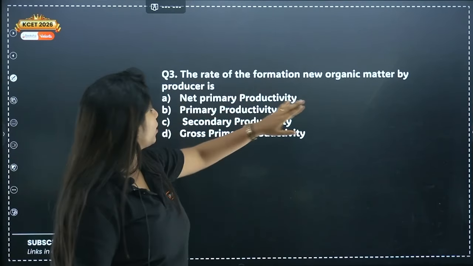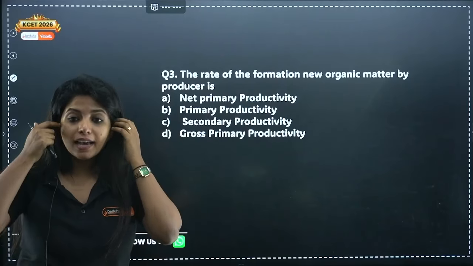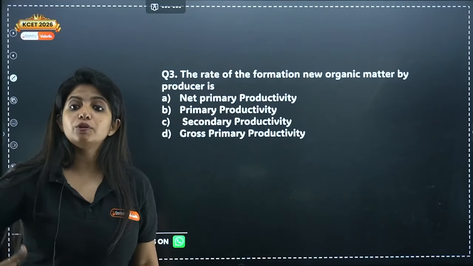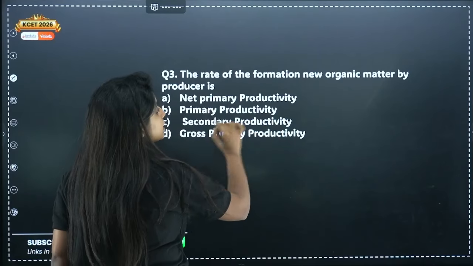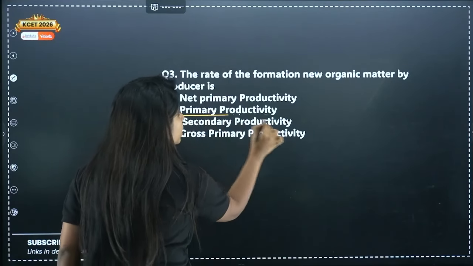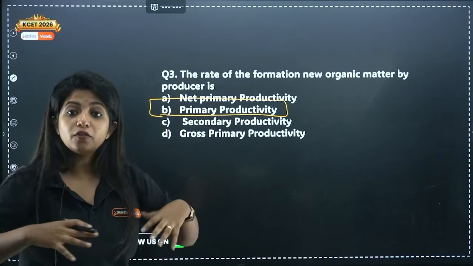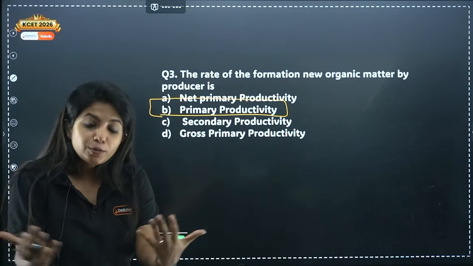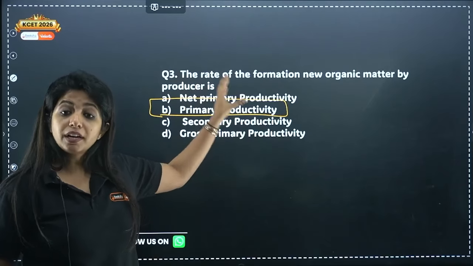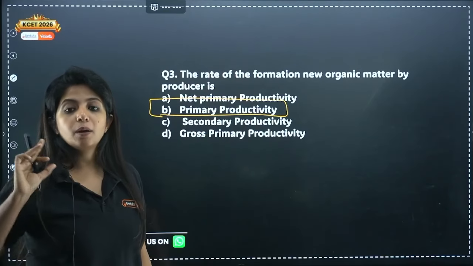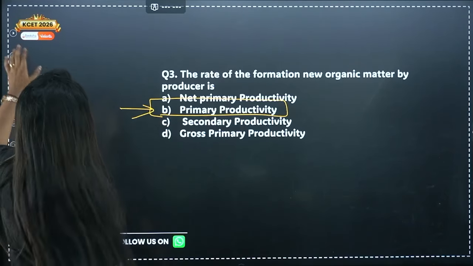The rate of formation of new organic matter by a producer. A producer is producing organic matter. What do you call this? The rate of production of organic matter by producers is what? Net primary productivity, secondary productivity, gross primary productivity. Primary productivity. We do not call it gross primary productivity. Gross primary productivity is a total of all the organisms' production. All the producers coming together and producing it, you call gross primary productivity. Here we are talking about the rate of formation of new organic matter by a producer, known as the primary productivity. Okay? Yes, ma'am.